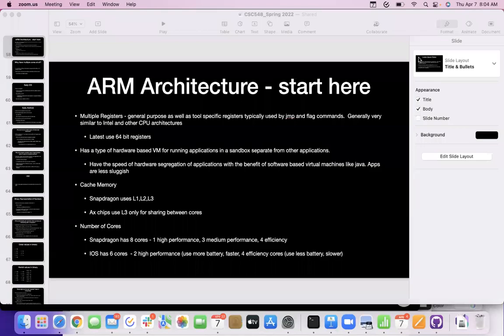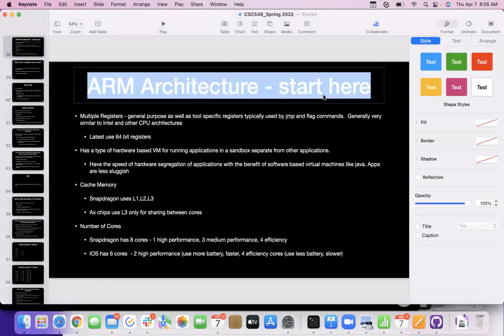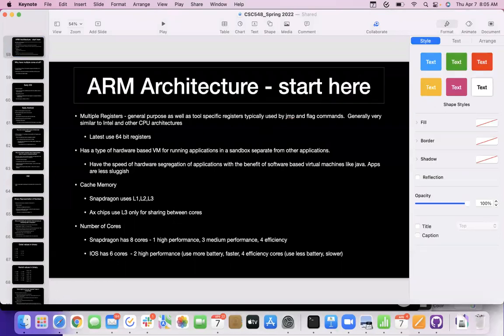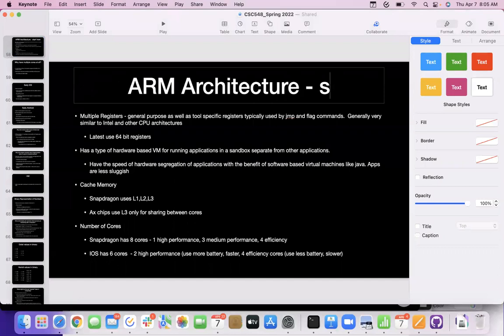Okay, so let's get rolling. So we're gonna start by introducing ARM architecture, and then I think we're gonna end up skimming through several slides in the middle because we've kind of already talked about that stuff. We're going a little bit out of order, but we'll as we go.